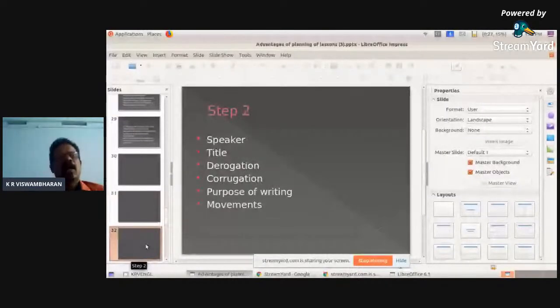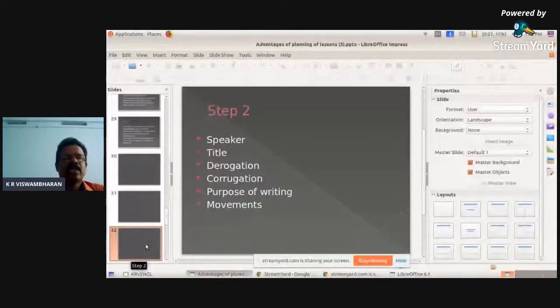Step two, you must know about the narrator or the speaker and his style. The title of the poem. Title has very significant importance as far as a poem is concerned, because even the title attracts the readers to the poem. Denotation, I'll detail it. Connotation, purpose of writing, movements, etc.